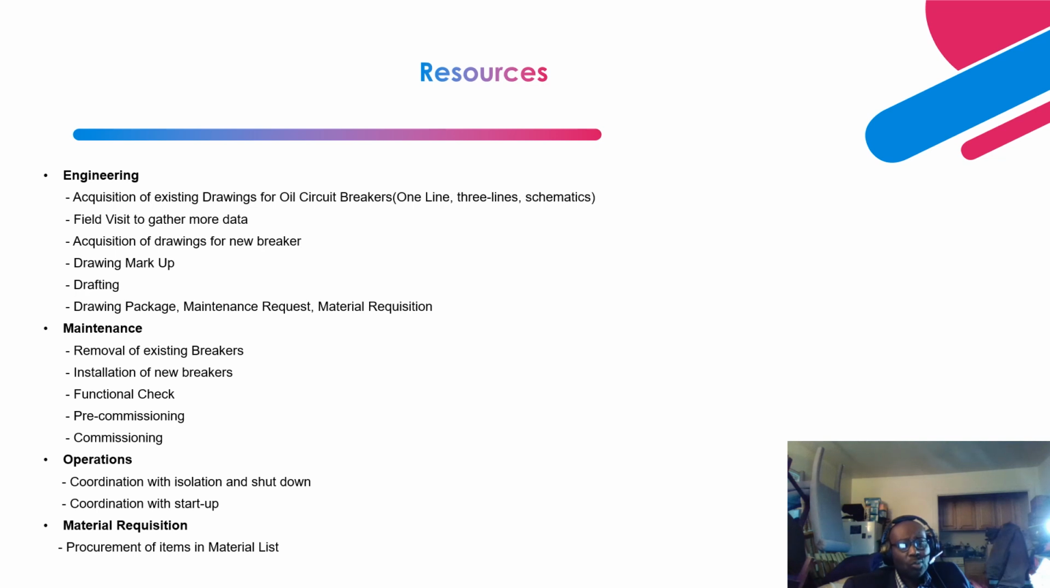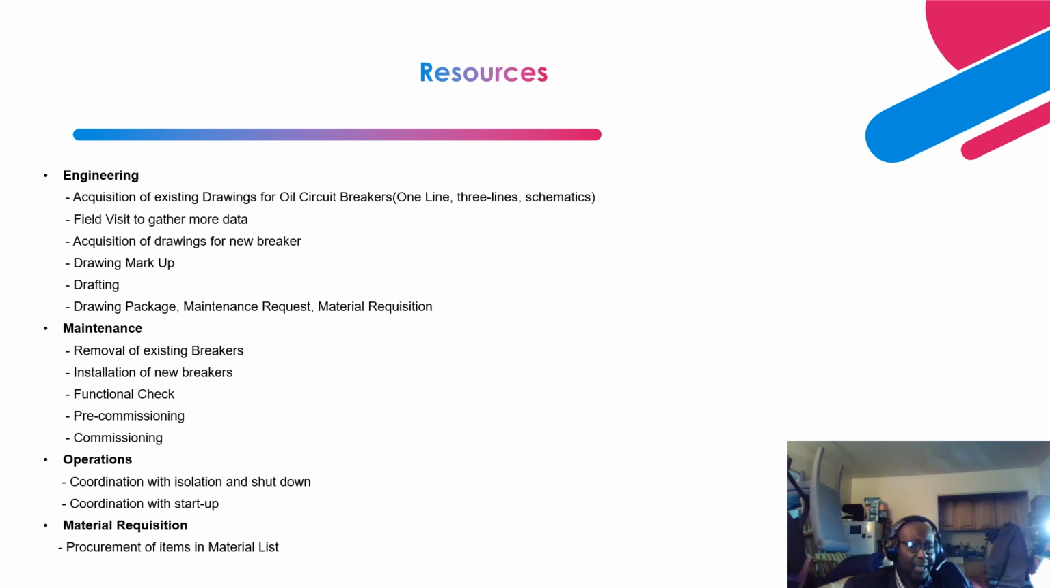Then you also want to obtain drawings for the new breaker from the manufacturer. Let's say you have a new Siemens SF6 breaker that you want to use as a replacement. You want to obtain all the drawings, and those come with the breaker when it is shipped. Basically the schematics and wiring, and also the instruction manuals and operating manuals are all shipped.